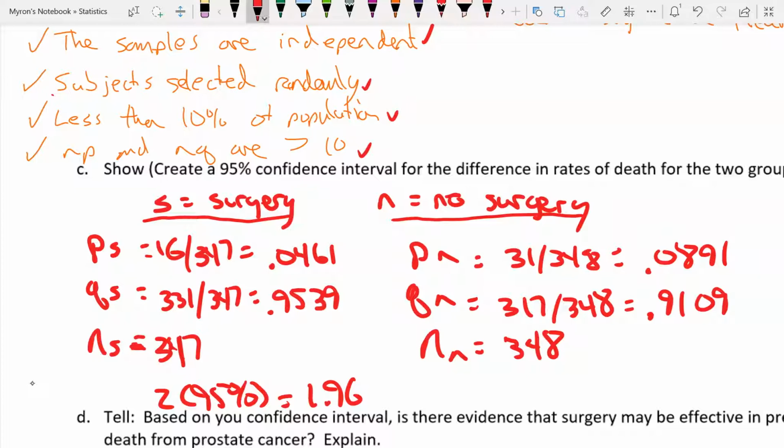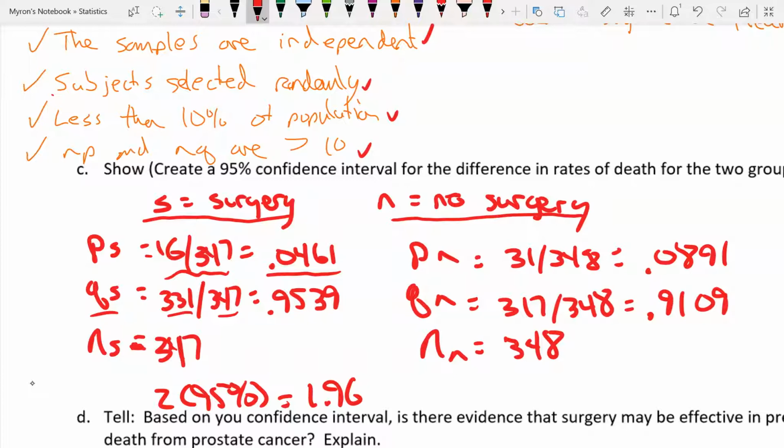So p, if you remember, the percent who died for surgery was 16 out of 347, which, when I calculated, I got 0.0461. q is just going to be 1 minus that, right? It's 331 out of 347, because 347 minus 16 is 331, and that's 0.9539. So with the surgery group, 4% of them died, and 95.4% of them lived. And there were 347 people, so n for S.